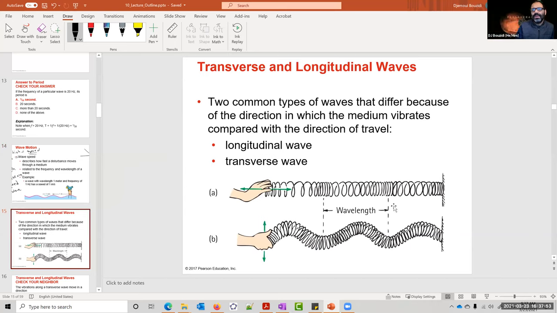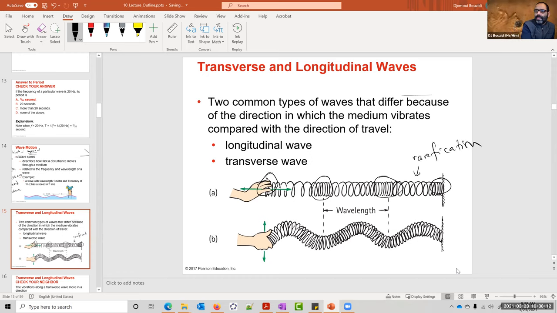Here is the example I was talking about, okay? Slinky can do a longitudinal wave. Look at the compression in here. Look at the compression in here. Look at the compression in here. Look at the compression in here. This is called compression. This is rarefaction. And this is a compression.